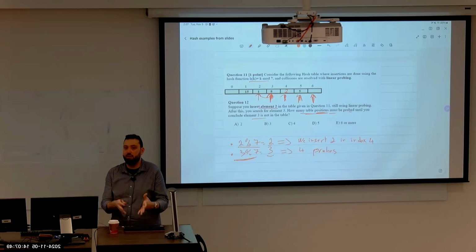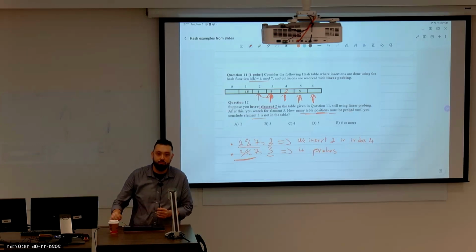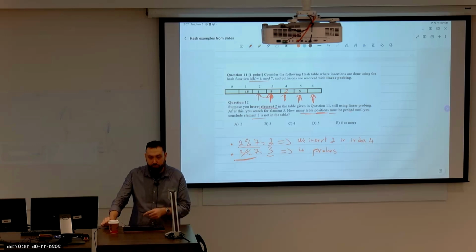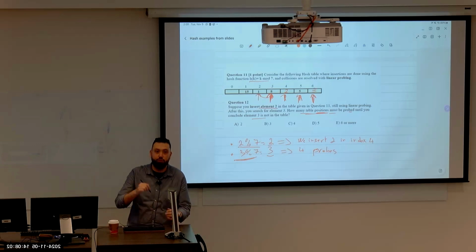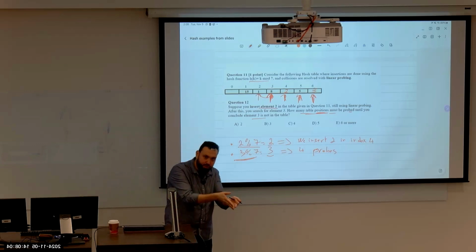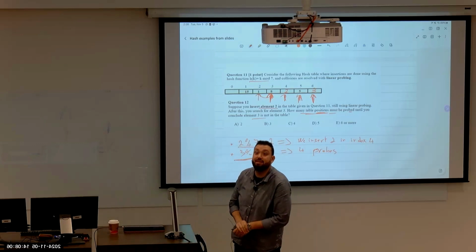Clear? Any questions about these, Raf? If it was successful and they're asking us how many probes it still takes, it's still 4? 4, yeah. If you have, let's say, 3 here, also 4 probes, because you have to come to this and check it. That's what it means.